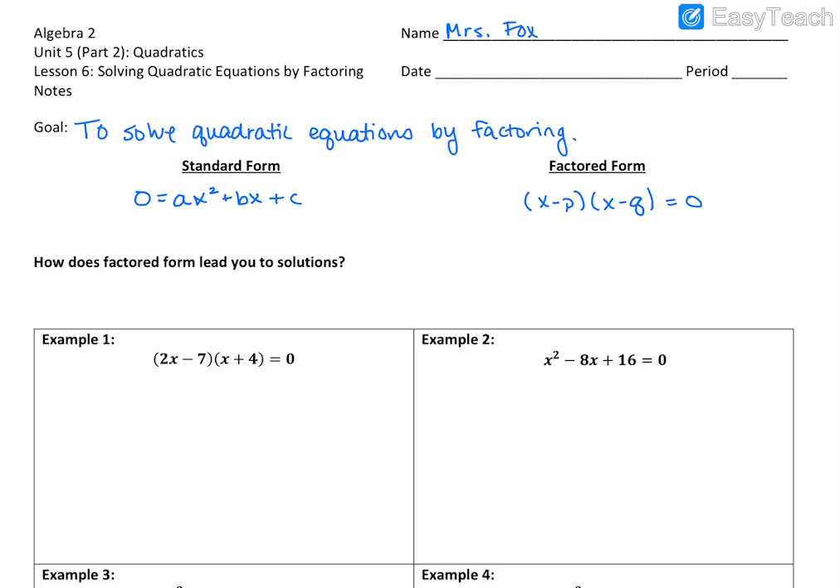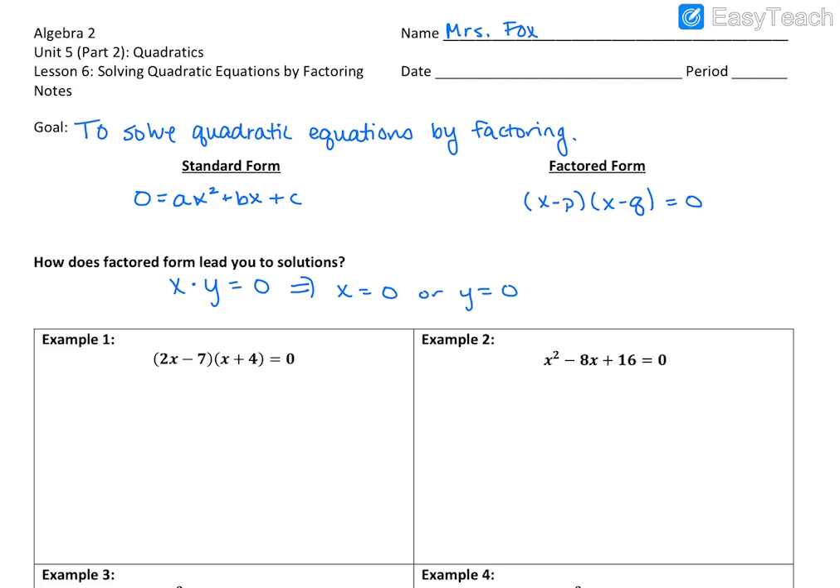multiply to 0, so how does factored form lead you to a solution? If you have x times y equals 0, this means that either x has to equal 0 or y equals 0, but one of those numbers has to equal 0. If you know that x is 7, the only option for y would be 0. 7 times 0 would get you 0. So it doesn't matter how you want to think about this, but if you have two numbers that are multiplying to 0, one of those numbers must equal 0.